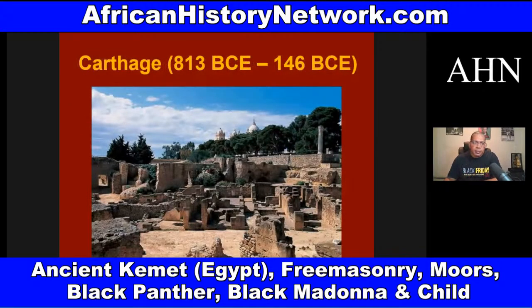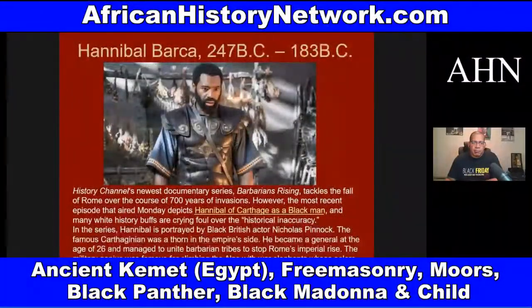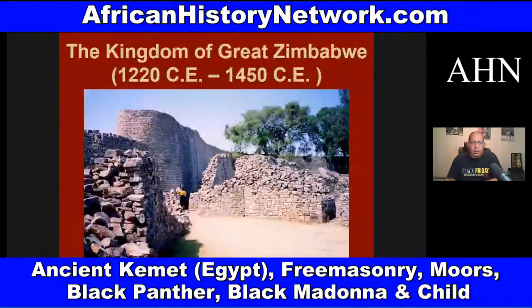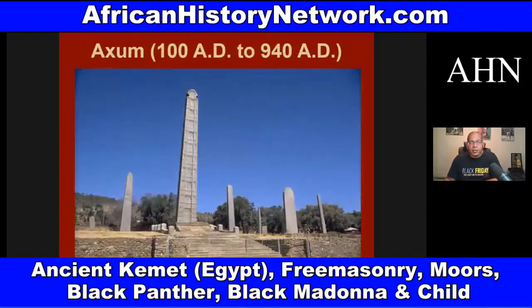So we look at different ancient civilizations like Carthage, and we look at the Punic Wars and Hannibal Barca as well in the Battle of Cannae in 216 BC, Hannibal defeating the Romans. So we go through and look at this history chronologically. We look at the Kingdom of Great Zimbabwe as well, Axum also.